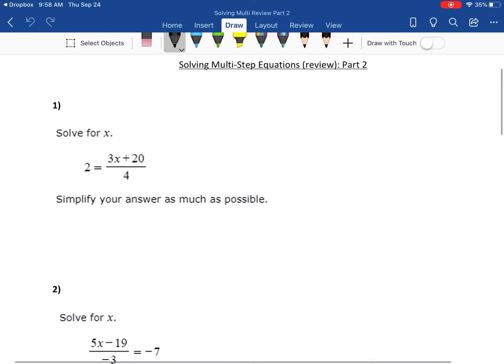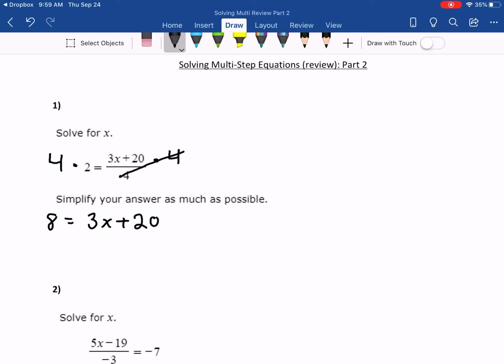Okay, so number one, we have a fraction, right? So we want to think of this as dividing by 4. So how do we get rid of dividing by 4? We're going to multiply each side by 4. So I'm going to go times 4 to the right side, and of course also times 4 to the left side. So the left side will be 8. On the right side, multiply by 4, divide by 4 will cancel, and we're just left with 3x plus 20.